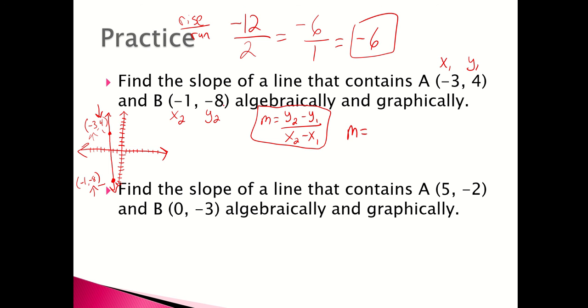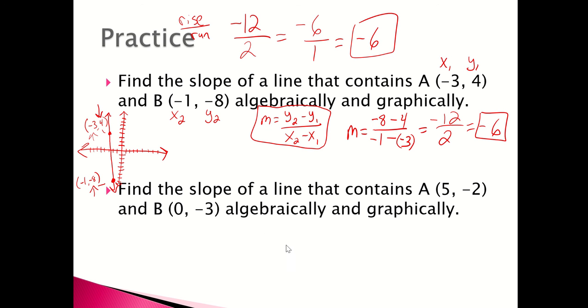So our slope is equal to y2, which is negative 8, minus y1, 4, over x2. Find x2. That's negative 1, minus x1. That's negative 3. So be careful when you're subtracting a negative. That means you have to add, right? Negative 8 minus 4, that's negative 12 over negative 1 plus 3. When you subtract a negative, you have to add. Negative 1 plus 3 is going to be 2, which simplifies to be negative 6. So either way, you get the same slope, negative 6. If you get different slopes, you know you made a mistake either algebraically or graphically.